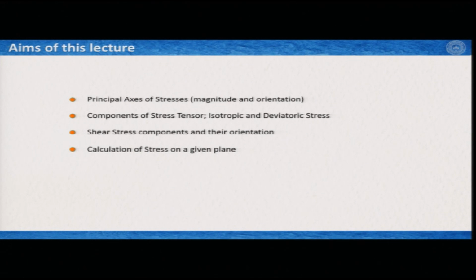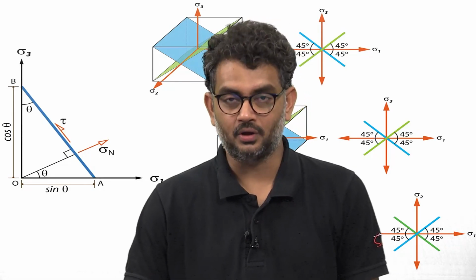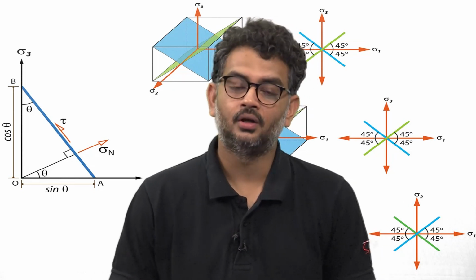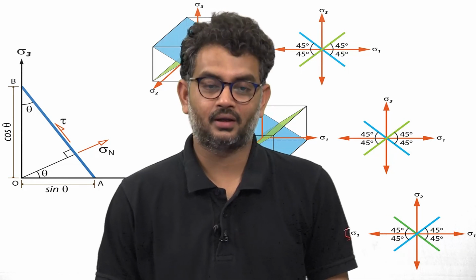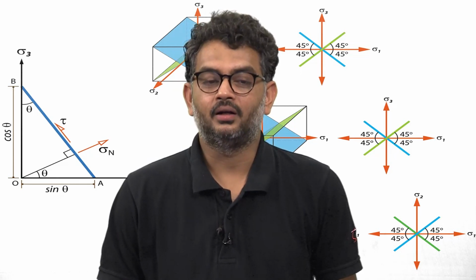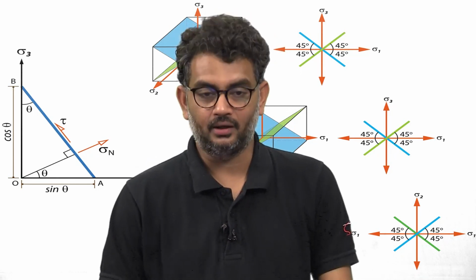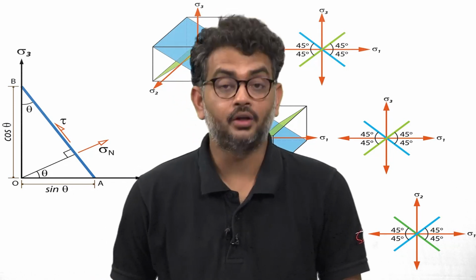Then we'll move to components of stress tensor. We'll also learn about isotropic and deviatoric stresses. After that we'll learn the shear stress components and their orientations along which they work, and what are the different structures we produce because of the shear stresses. And then we'll directly go to two examples of how to calculate stress on a given plane, which will apply in many cases if you continue with structural geology.